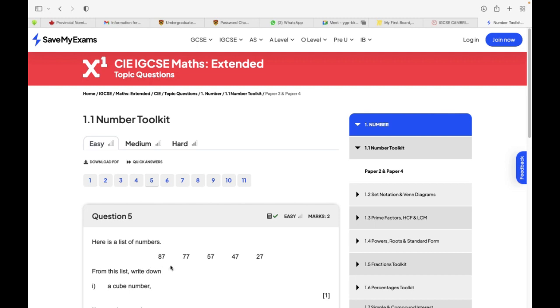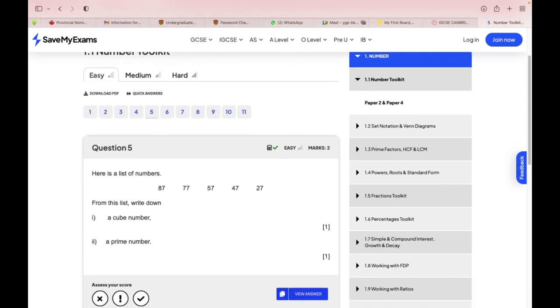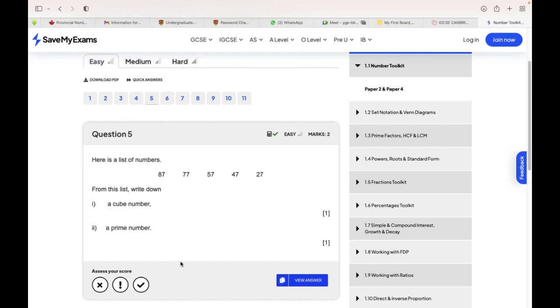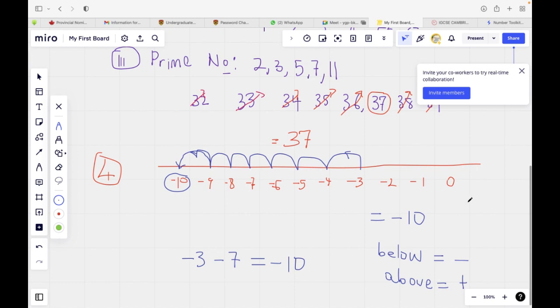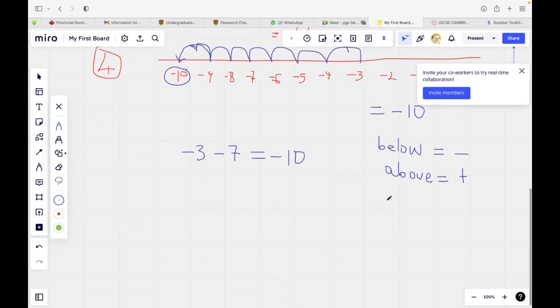Here is a list of numbers, similar to the one we did just now: 87, 77, 57, 47, 27. From the list, write down a cube number. Cube numbers are similar to square numbers, the ones we did before. All you do is cube the numbers. For example, question number 5. You just cube the numbers.